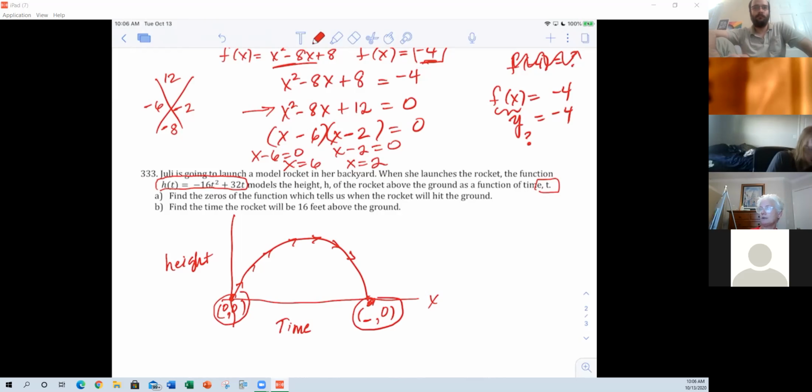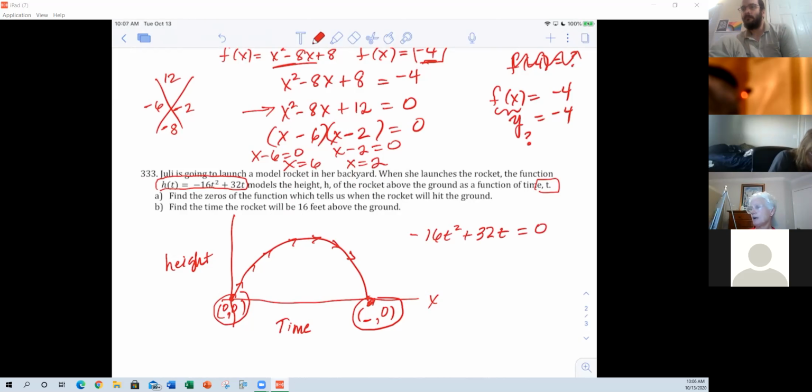So what am I going to do to find that? We did have a similar problem in the notes, but they didn't start from the ground. It was a little different. So what will we do with that -16t squared plus 32t to find out when the height is 0? When you set it equal to 0? Set it equal to 0, exactly. So this is saying -16t squared plus 32t equals 0.